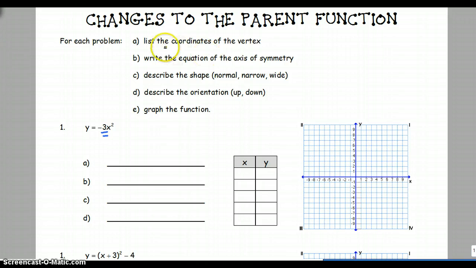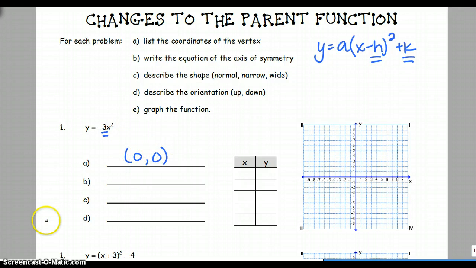The first thing we need to do is list the coordinates of the vertex. Since there's nothing here with the vertex form, remember the vertex form is y equals a times the quantity x minus h squared plus k. H and k are our vertex. Well, we don't have any of that, so we can assume that the vertex is 0, 0. The equation of the axis of symmetry, you go off of this saying x equals, because remember it's a vertical line, you take the x value of your vertex and you get 0.